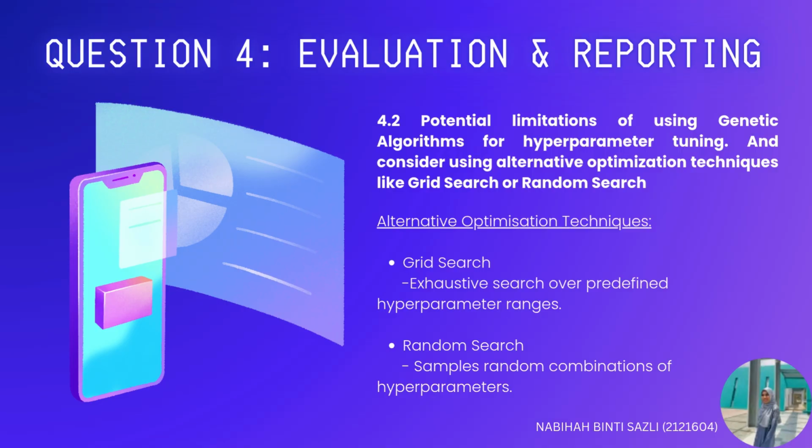The random search technique samples random combinations of hyperparameters. This technique is efficient for high dimensional spaces and faster compared to grid search when you have large ranges. So we use the random search technique when you need faster results over a large hyperparameter space.